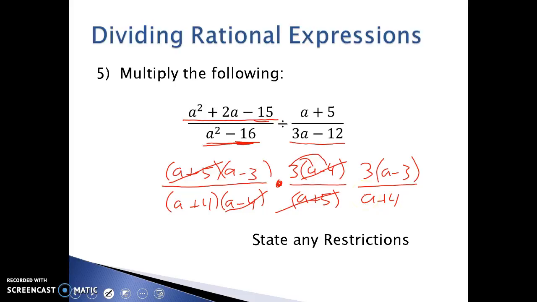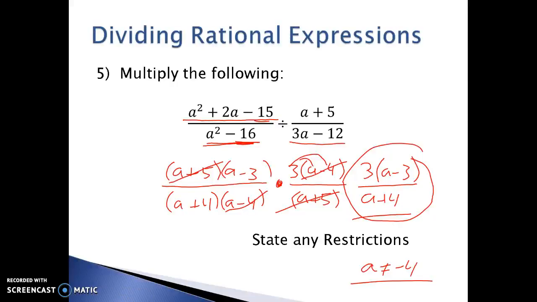And so the restrictions are that a cannot equal negative 4, because if it does, then my denominator is equal to 0. So that's what we have for this video, and for our homework assignment, we're just going to be multiplying rational expressions and simplifying those expressions.